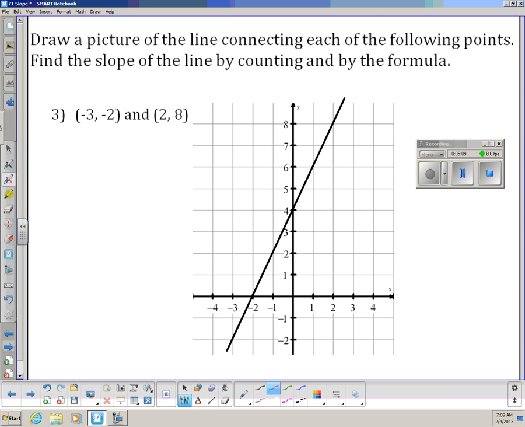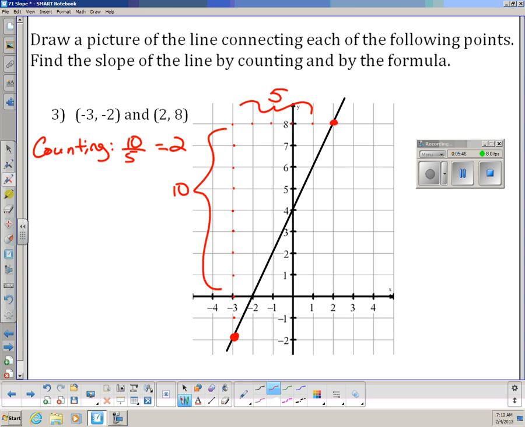Right, so in the next problem, they ask you to draw a picture of the line connecting each of the following points and to find the slope by counting and by the formula. So I gave you the point negative 3, negative 2 and 2, 8. So to count, I have to go up first. So I'm going up 1, 2, 3, 4, 5, 6, 7, 8, 9, 10. And I'm going over 5. 1, 2, 3, 4, 5. So I went up 10 and to the right 5. So the slope by counting is rise over run, 10 divided by 5, which is 2.